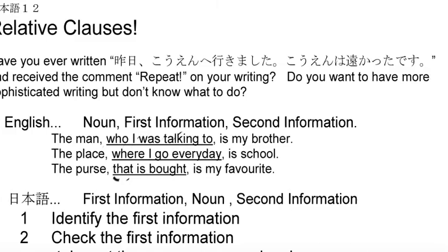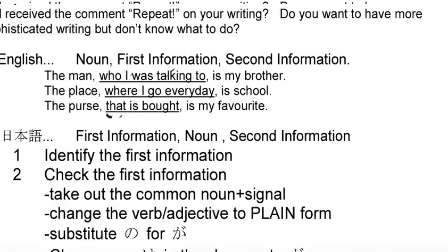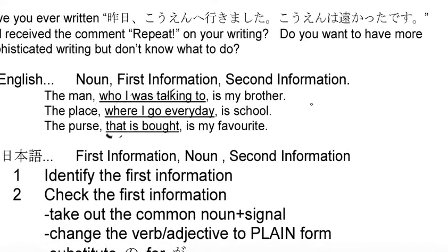In any language you write, yesterday I went to the park. The park was far. Why can't we put that into one sentence? The park that I went to yesterday is far. So this is a quick idea on how to do it. In English, we put the two pieces of information after what it is we are talking about. So there's the man, and there's a piece of information and another piece of information.